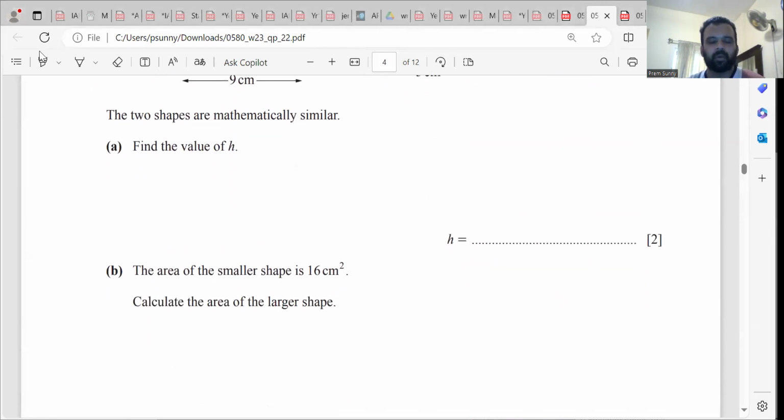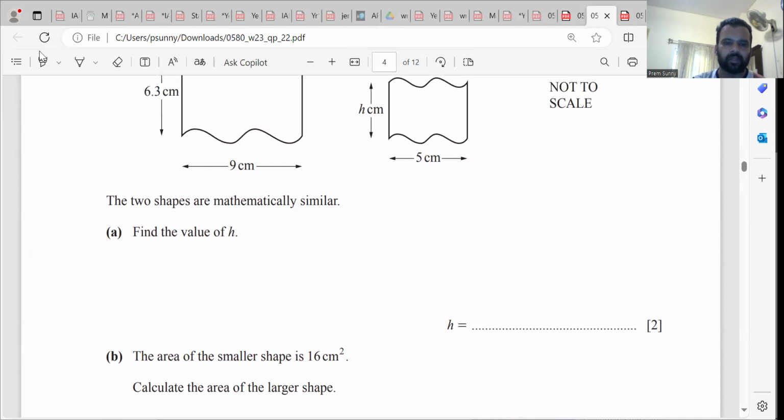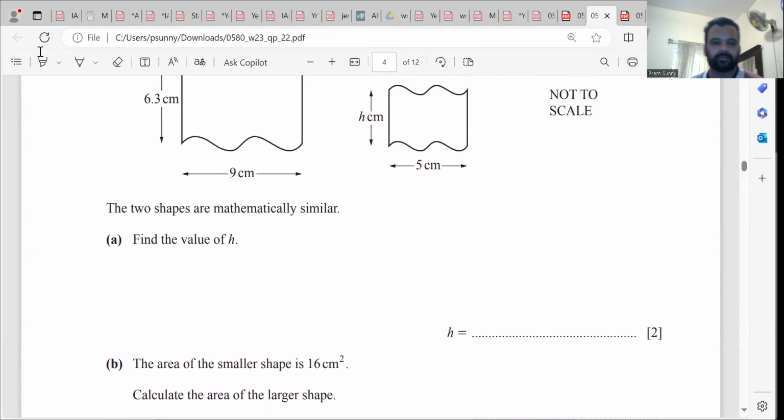The area of the smaller shape is given as 16. Calculate the area of the larger shape. So the area of the larger shape is what we need to find out. For that, we need to find the area scale factor. The area scale factor is the linear scale factor squared.